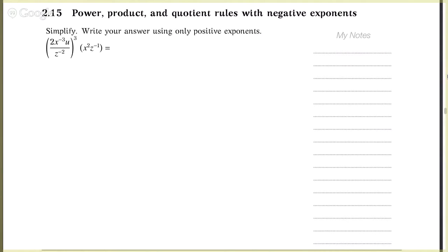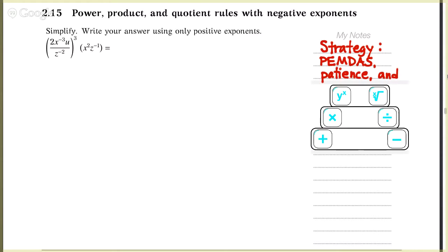According to the title at the top of the page, we're going to end up having to use all three of our different rules, the power, the product, and the quotient rules. And also we've got some negative exponents floating in here. So this really does have something for everybody. Let's see if we can develop a strategy to solve this problem as thoroughly and patiently as possible.